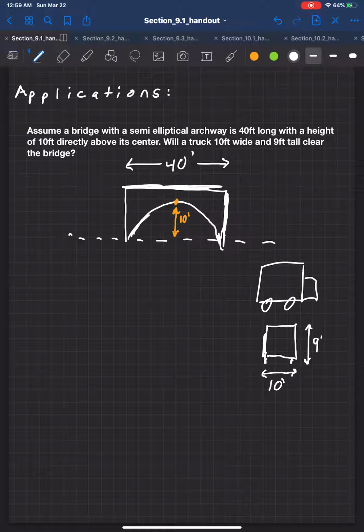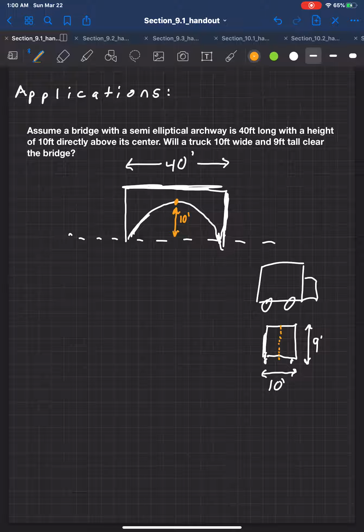Okay. Now, it asks, will this truck clear the bridge? It assumes that we're driving in the middle of the lane, such that the center of that ellipse is going to line up directly with the center of this truck. So you're going to drive your truck through that bridge, and the question becomes, well, are you going to clear it, right? Or are you going to run into some problems?